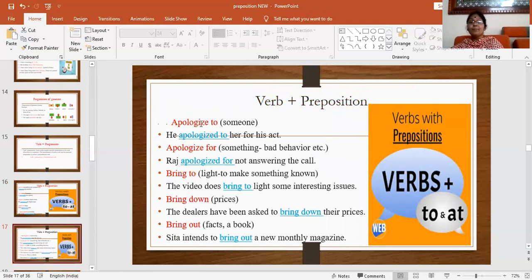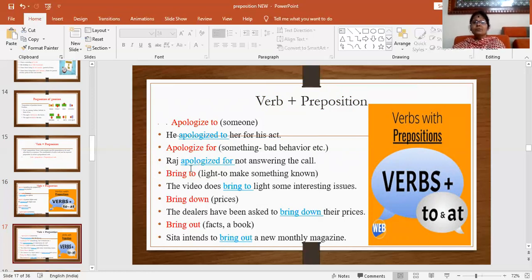Similarly, the word apologize. If we add our preposition to, it becomes apologize to. Now you apologize to someone, right? He apologized to her for his act, maybe some bad act. Apologize for. Now, apologize to is for a bad act. Apologize for is for a bad behavior, right? Raj apologized for not answering the call, or students apologized for not wishing the teacher, right?